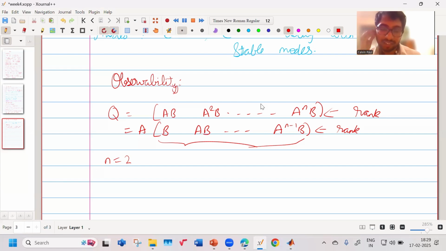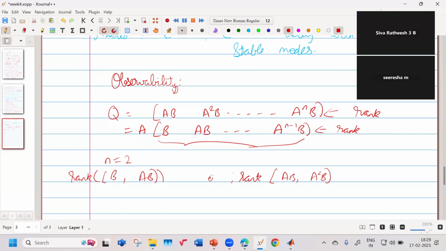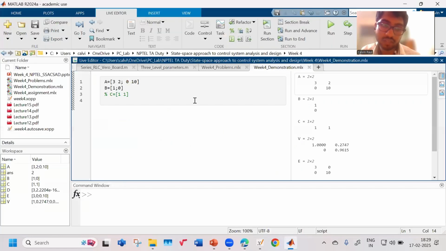All right. So anyway, just for my satisfaction, let me check the rank. The question is what is the rank of BAB, and what is the rank of AB, A square B? Let me check.